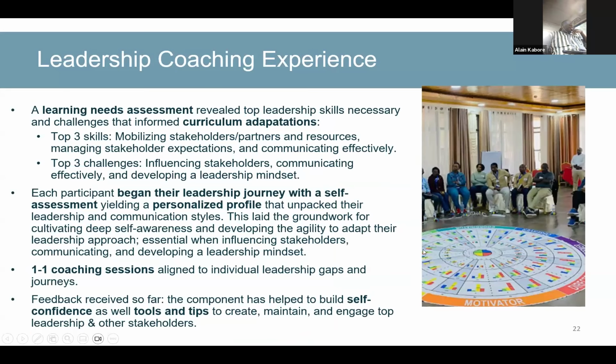The second aspect of my speech will be regarding the leadership coaching experience. This is a specific aspect of this training that provided, what I can say, a specific added value to that training. We have people playing the role of leaders, but who don't really have leadership skills. And this is what we noted through the learning assessment.